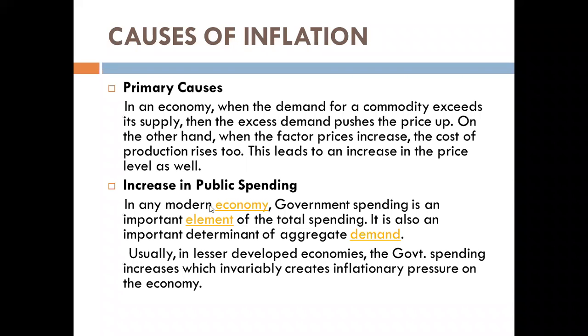Second point is increase in public spending. In any modern economy, government spending is an important element of the total spending, meaning the government spends money on the public. It is also an important determinant of aggregate demand. Usually, in a lesser developed economy, government spending increases, which invariably creates inflationary pressure on the economy. If the demand is more, then it will directly put pressure on the government. How do they control this in the nation? Because they need to invest more in this technology.